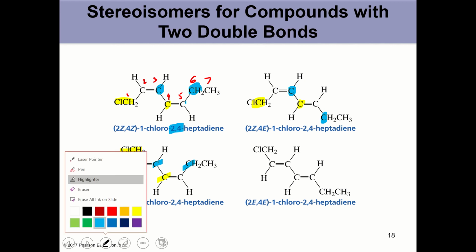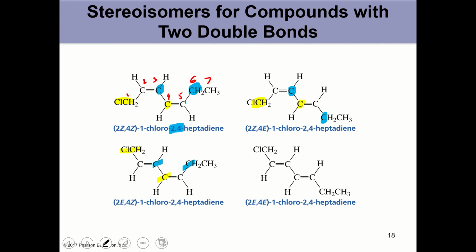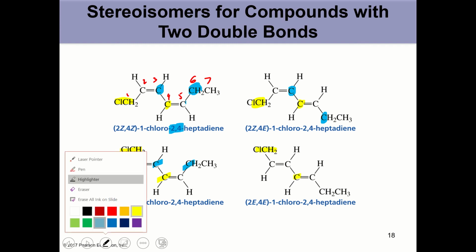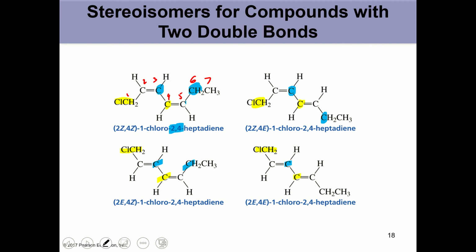Then for the last stereoisomer, we have that both pi bonds are trans. The yellow are trans, and the blue carbons are trans. So that this stereoisomer has the EE configuration.